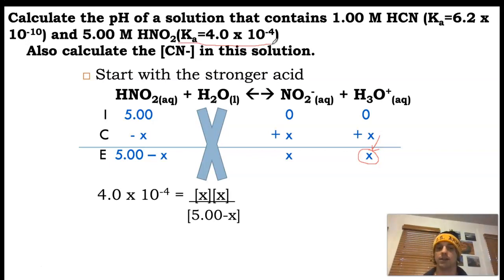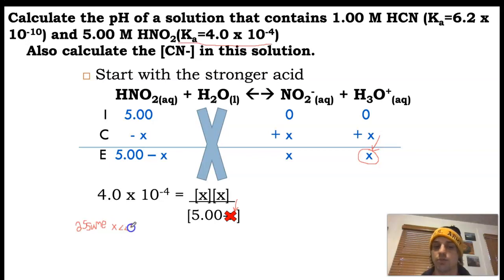Products over reactants. Now, when I do this, I don't want to do the quadratic. So what I can do is cross this out. Now, when I cross this out, I want to assume, or I should write, I'm assuming X is really small. So I write assume X is much smaller than 5.